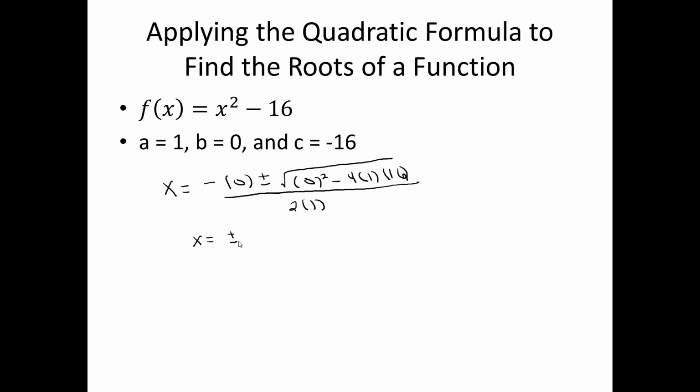So I have plus or minus, 0 squared is nothing, so I don't have to worry about that anymore. Now I need to multiply this. Negative 4 times 1 times 16. Since I only have one negative number there, then my answer should also be negative. I'm sorry, that should be a negative 16 there. So I have negative 4 times 1 times negative 16. So since I have two negatives there, then my answer here, when I multiply those out, should be positive 64 underneath my radical symbol. And 2 times 1 is 2.